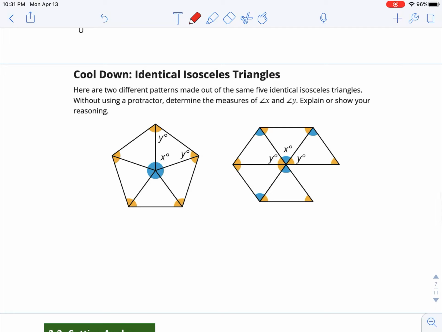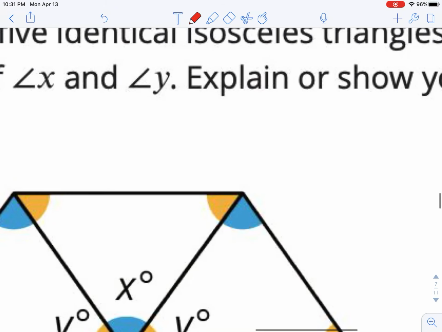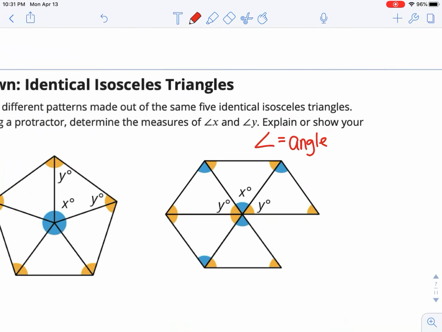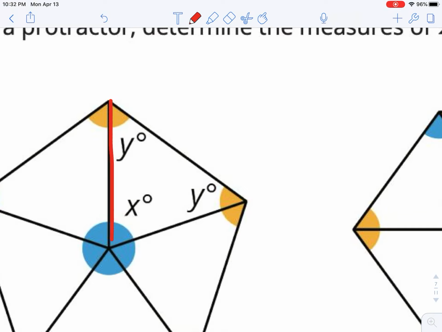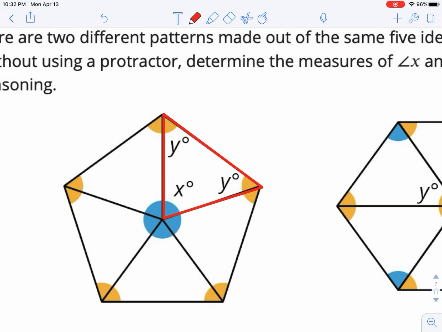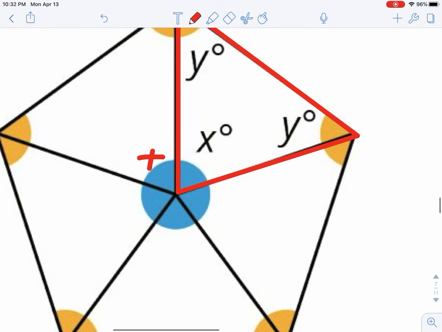And then down here, here are 2 different patterns made out of the same 5 identical isosceles triangles. Without using a protractor, determine the measures of angle X and angle Y. Explain or show your reasoning. This sign right here, guys, means angle. So we need to figure out what X and 2Y equal. Let's figure out this triangle here. We know the blues mean X. So we have X here, X here, X here, X here.